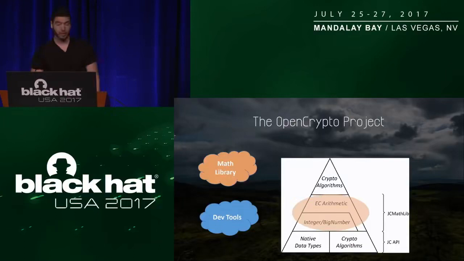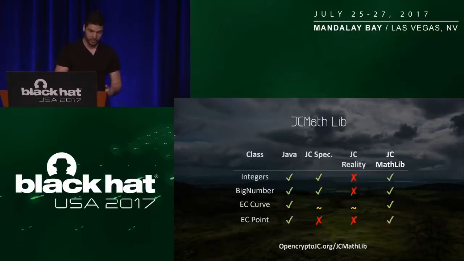As part of this project, we provide a math library and development tools. The math library, as you can see on this pyramid, sits on top of the current JavaCard API and provides integers, big numbers, and elliptic curve arithmetic. A bit more on it now. All those classes are provided by Java. Some of them, the integers and the big numbers, are available in the JavaCard specification. But in the JavaCard reality, they don't appear in any cards. They were simply not implemented by manufacturers. And we actually implement all of them and make them available through our library. And here is a link for the library if you want to download and play with it.